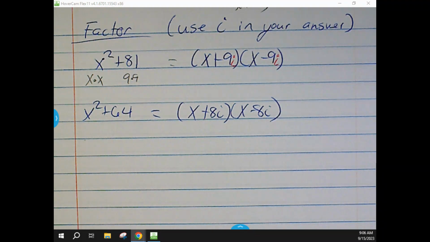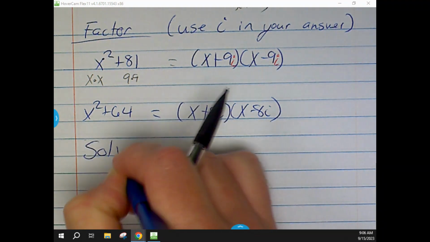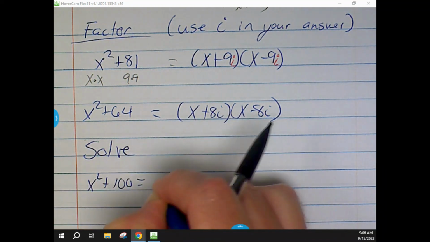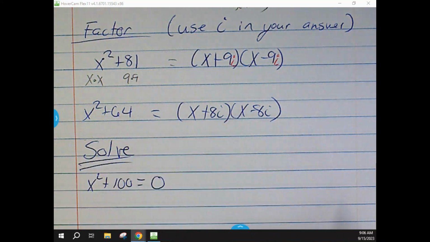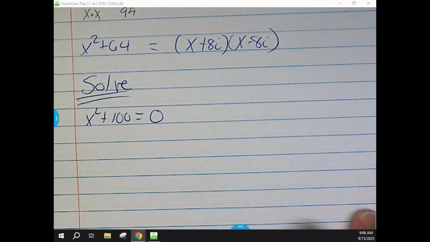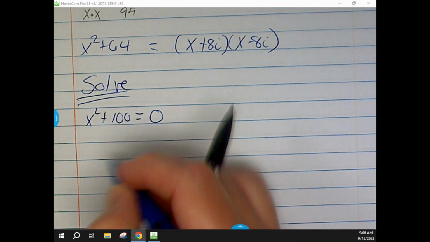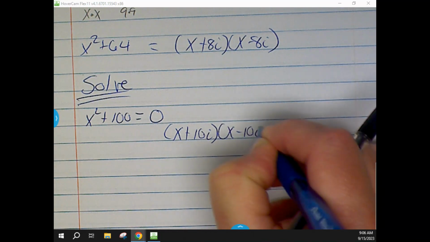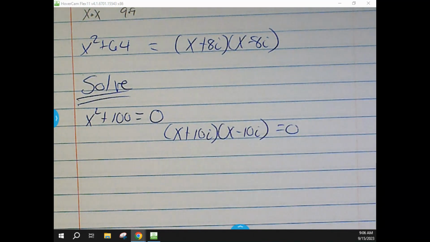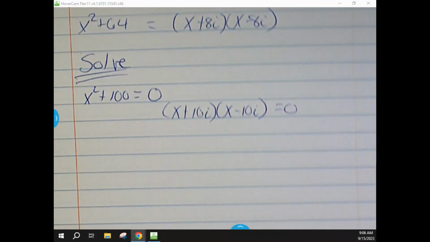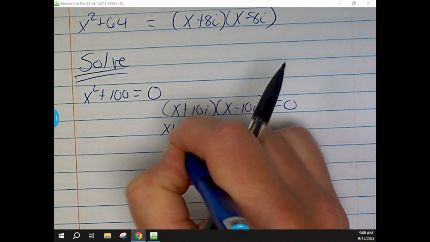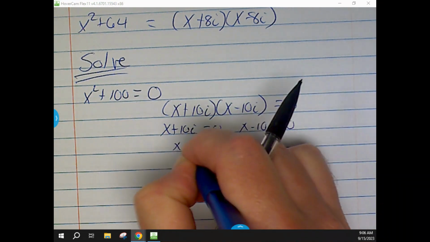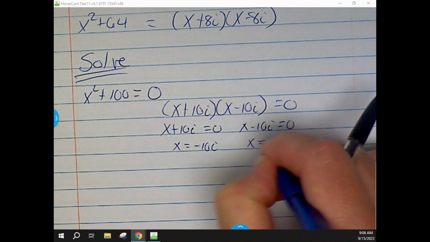Now, and then they turn around and take that and say, all right, well, now what happens if we solve something like that? Let's say we're going to solve x squared plus 100 equals 0. Well, if they tell you to solve by factoring, then this would be x plus 10i and x minus 10i equals 0. And if you set both of those equal to 0, then you get x equals negative 10i, and you also get x equals a positive 10i.